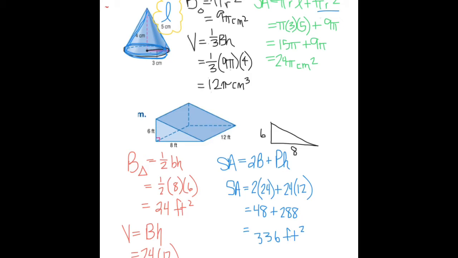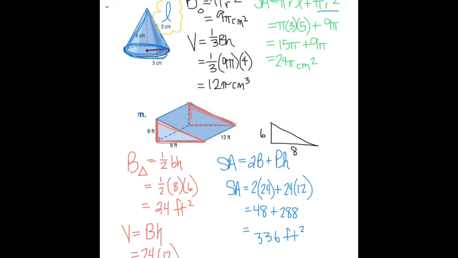So now I want to look at the triangular prism. Prisms are named by the shape of their base, and even though it's not sitting on the base, remember that in order for it to be a prism, it has to have two congruent bases, and these are the only two congruent faces or bases, right? So this is a triangular prism. So the first thing I have to do is find the area of the base, and the base happens to be a triangle. So that's what I'm going to do first. So the area of the triangle is 1/2 times 8 times 6, or 24 feet squared.